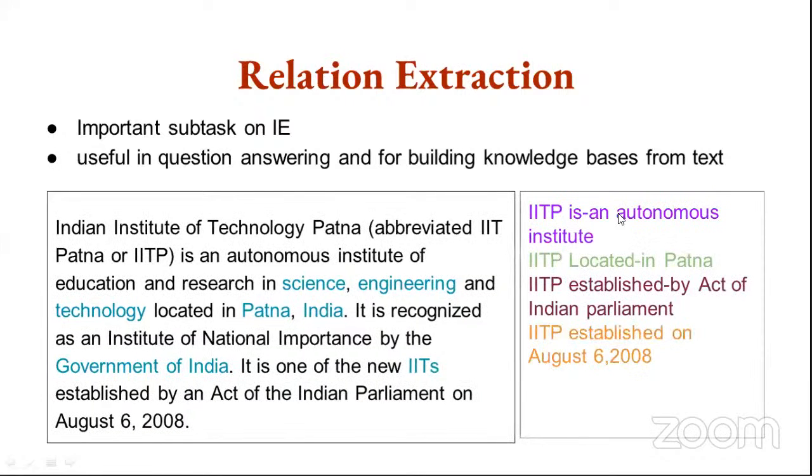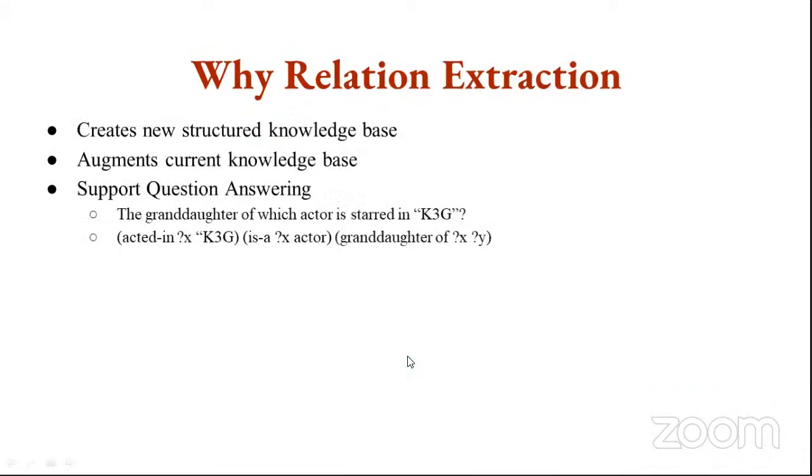IIT Patna is an autonomous institute. This is a relation. IIT Patna located in Patna. This is another relation. IIT Patna established by Act of Indian Parliament. Established by, this is one relation. Then IIT Patna established on August 6. The established is basically another relation. So you can understand, we can identify 4 relationships from this particular text.